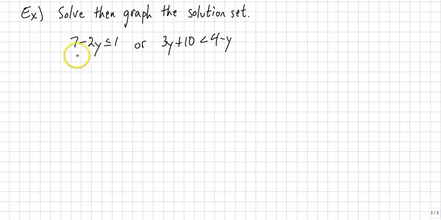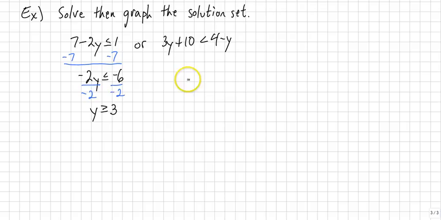So let's subtract 7 from both sides of the inequality. Get -2y is less than or equal to -6. And then we'll divide both sides by -2. And we get y is greater than or equal to 3. You have to flip that inequality because we divided by a negative, or multiplied by a negative, however you want to think about it. On the other side, let's subtract 10.